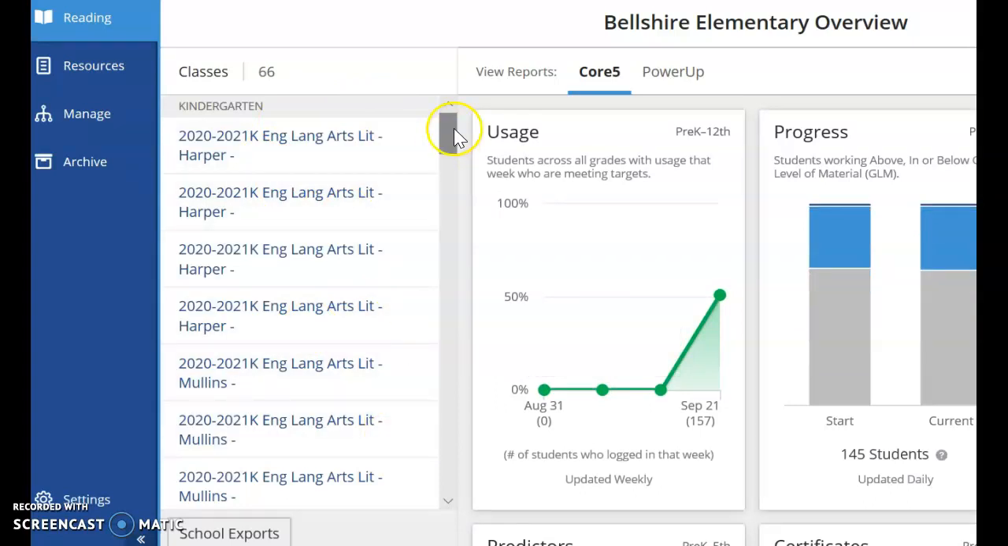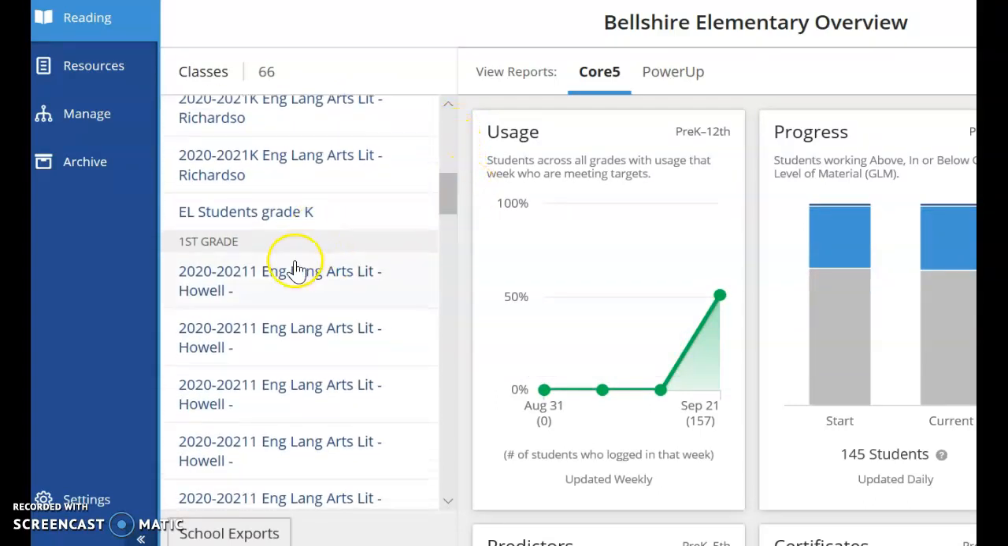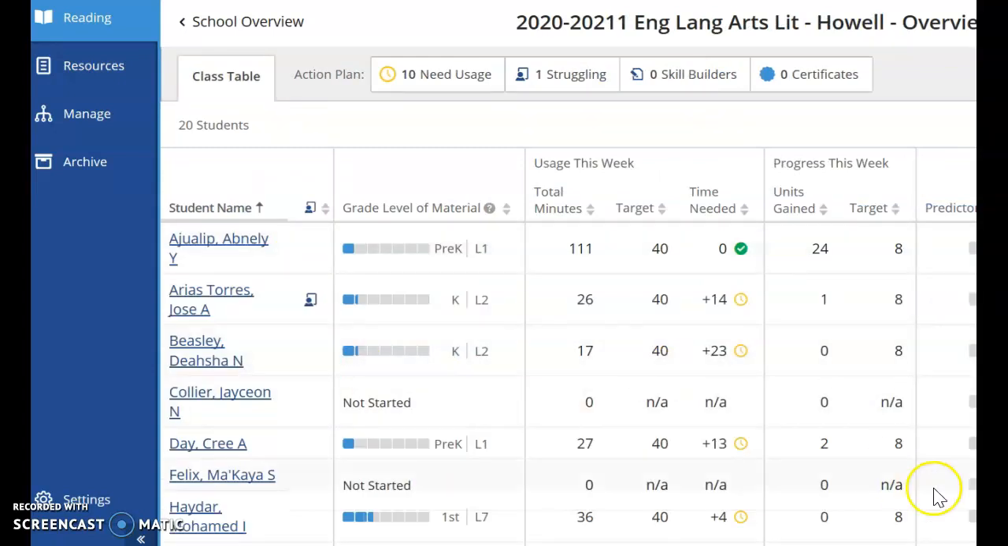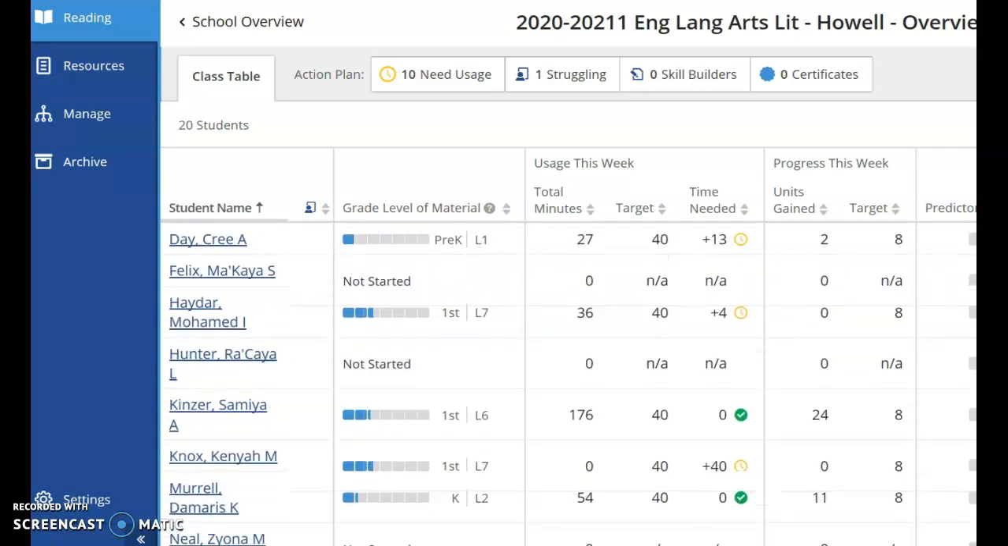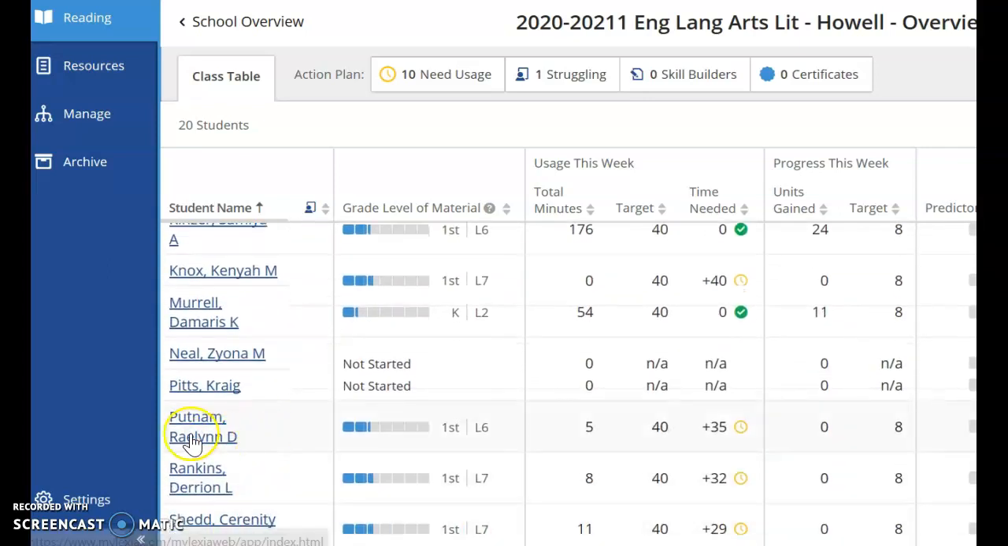Okay, so let's go down to Miss Howell. All right, so Miss Howell's class, and I'm going to pick my same student, and there's my student right here. So I see that this student is on a first grade level, and I see that this student is scoring at level 6. If you look up, this student is scoring right now on a kindergarten level, and they're a level 2. So you'll get different levels, and they'll tell you just about what grade level that would be equal to.